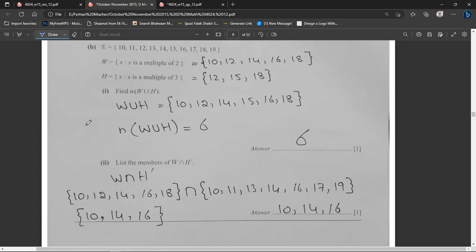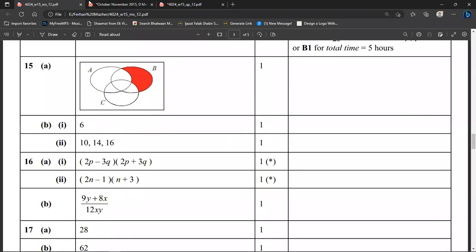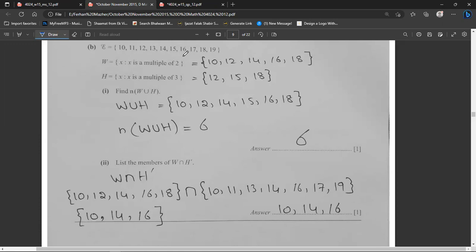Now you have to take the common elements between these two sets. Those common numbers are 10, 14, and 16. So the list is 10, 14, and 16. So this is the whole solution showing up on your screen.